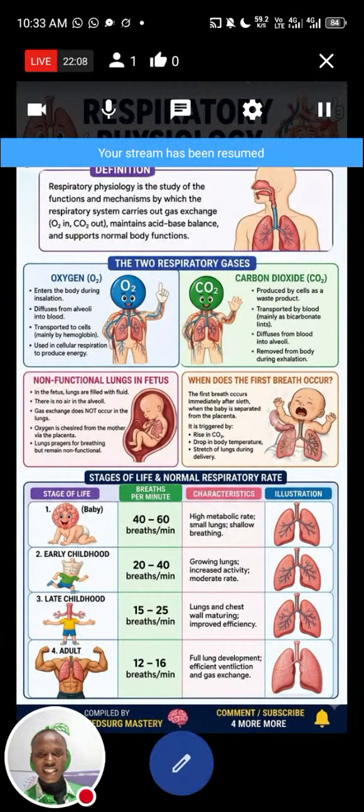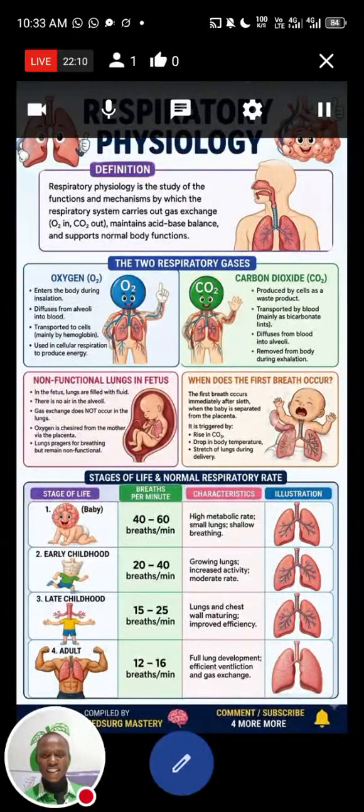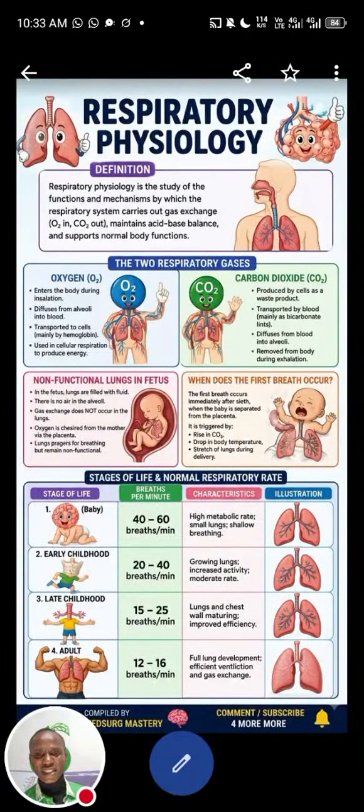Okay, you can see the stages of life. Fetal stage, early infant, late infant and adult. Adult is 12 to 16 breaths per minute. Before fetal, say fetal.